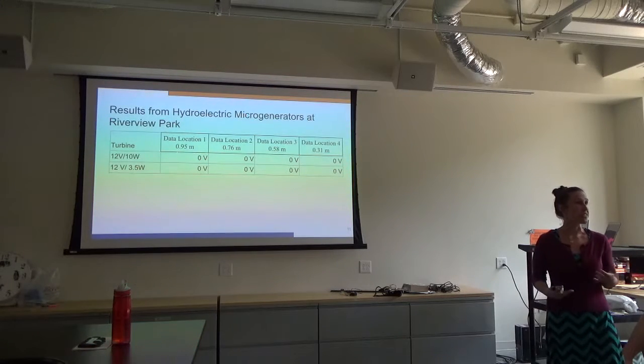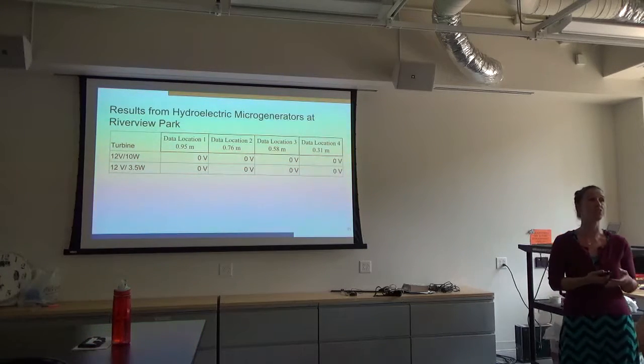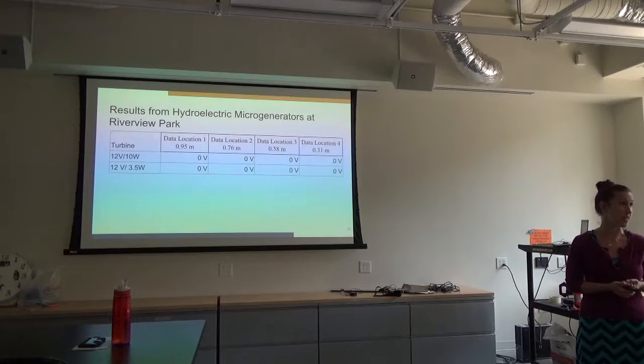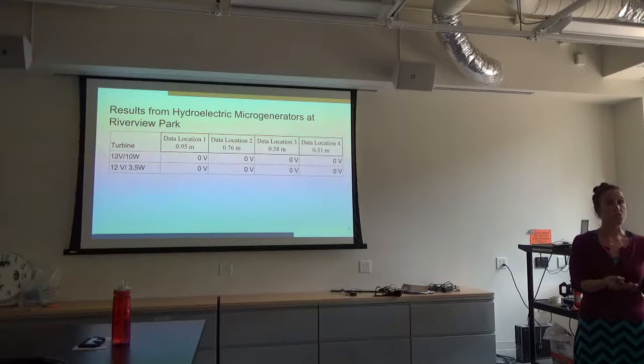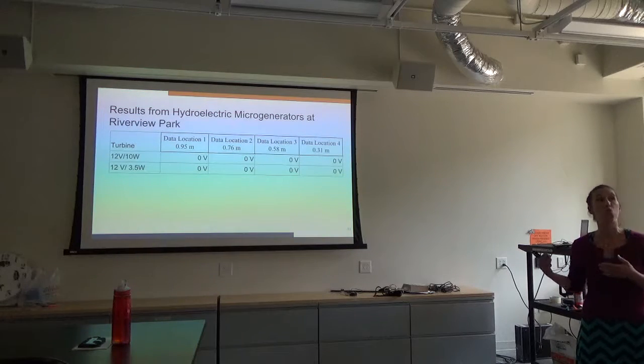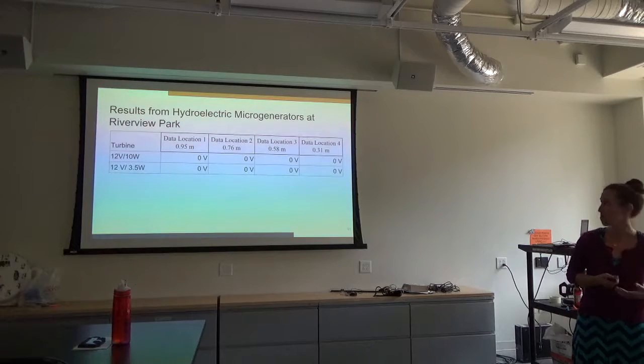So when I went to the testing level of the generators, what I found is that previous testing had already found there was little to no power generated at any of these. Backing up to the depth value and the stream power, this helped to support why the generators were not creating any form of power.